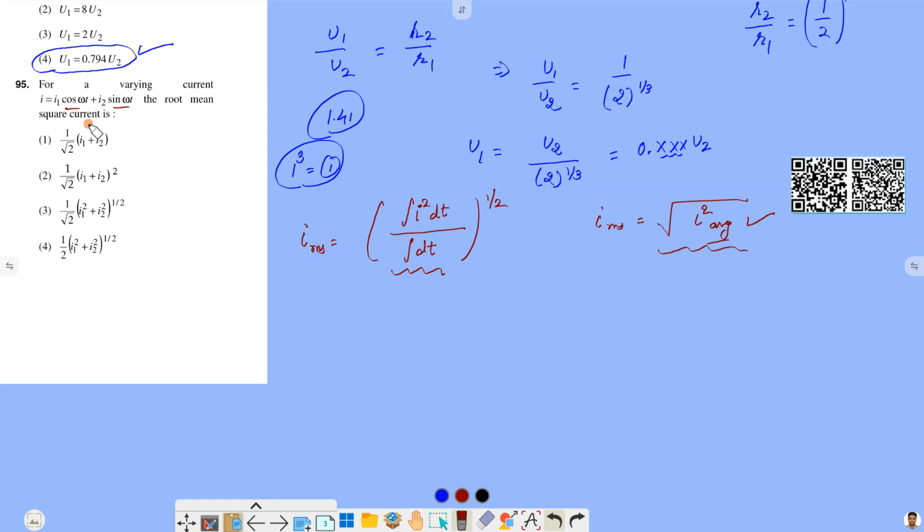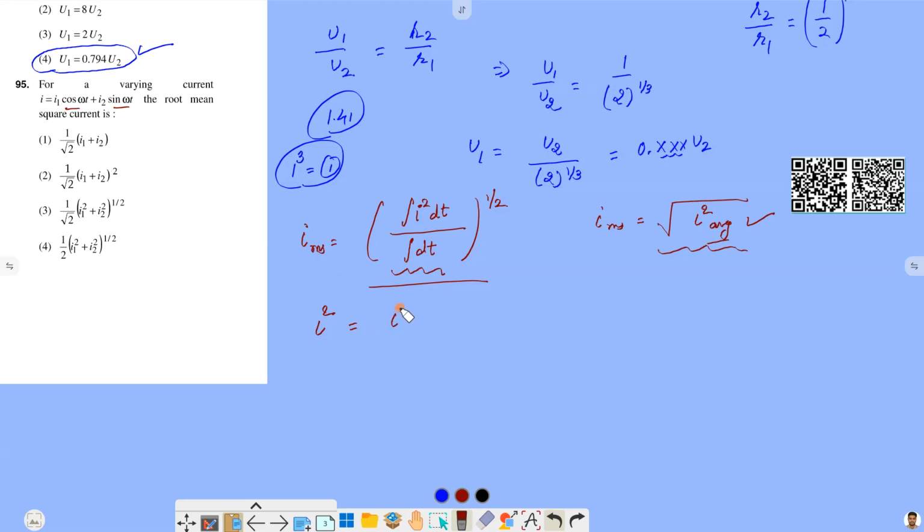So we know that their average value is 0. That's why I will not go into the integrals, because it will be lengthy. I will be directly using average power or average values. So let's find out first of all I square.